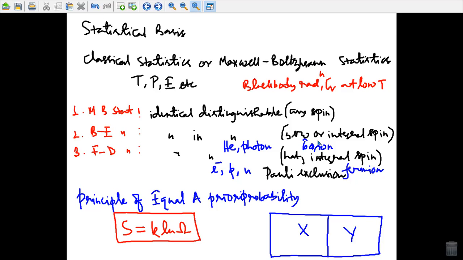It is worth mentioning that the classical Boltzmann-Maxwell statistics is only the limiting case of the other two quantum statistics, namely BE and FD statistics, and we will discuss both quantum statistics in more detail later on. Another important feature of statistical mechanics is the principle of equal a priori probability.